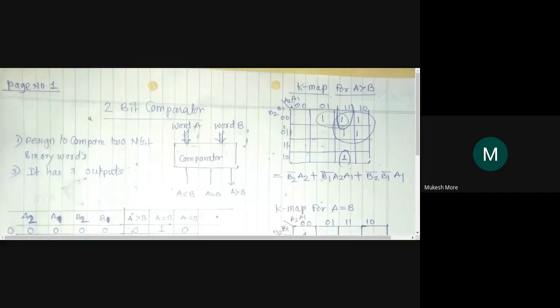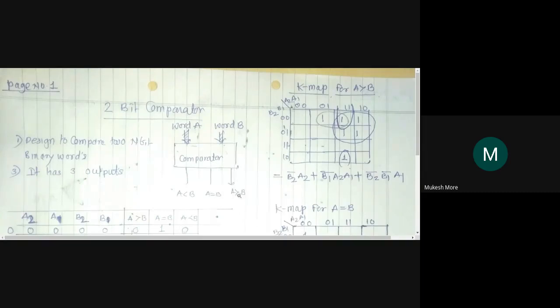Now, what is the purpose of the circuit? The circuit is to compare two n-bit binary words. In this scenario, we are designing a 2-bit comparator. So number A has 2 bits and number B has 2 bits. Now it has three outputs: A greater than B, A equal to B, and A less than B.